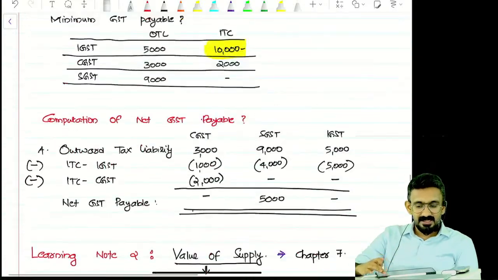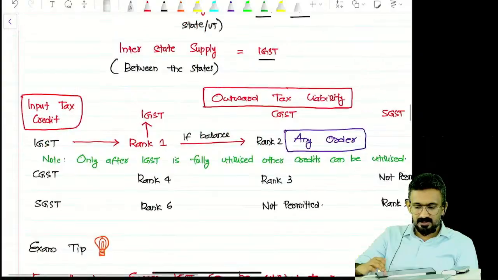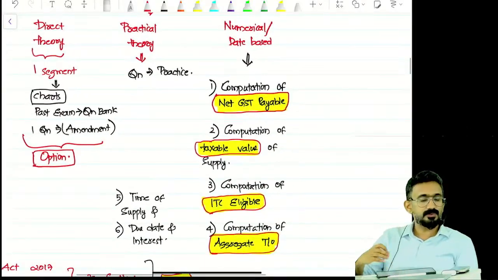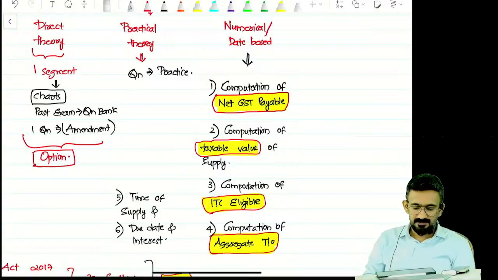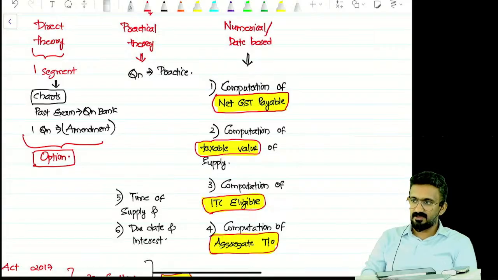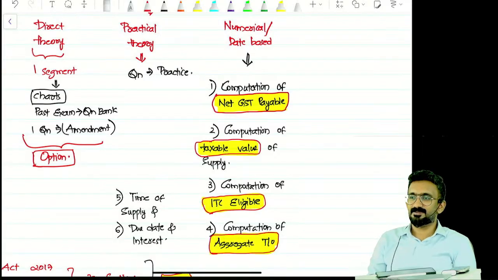In the previous discussion, what is the question we were trying to address and get an answer to? What was the category of question we were targeting? Computation of net GST payable. Now, if you look at chapter 7, value of supply, we are trying to get an answer to a question called computation of taxable value of supply.